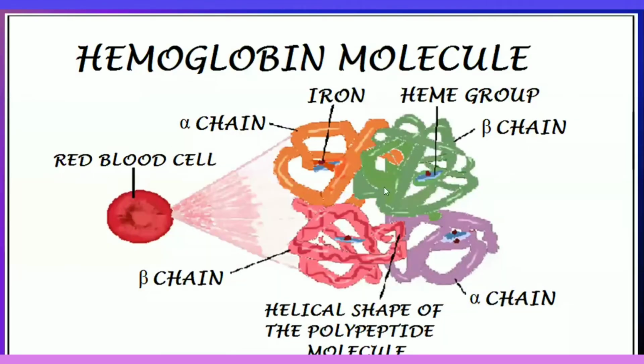This is the structure of a hemoglobin molecule. If you see in a red blood cell, there are totally 4 helical shape of polypeptide molecules. There are 4 polypeptide molecules. There are 2 alpha chains and there are 2 beta chains. Each polypeptide molecule comprises of iron, and there is one heme group also.